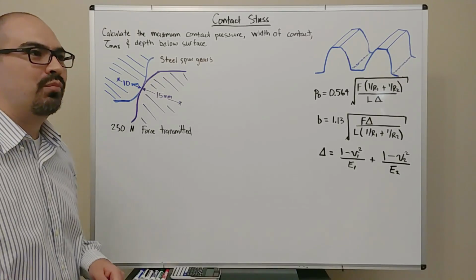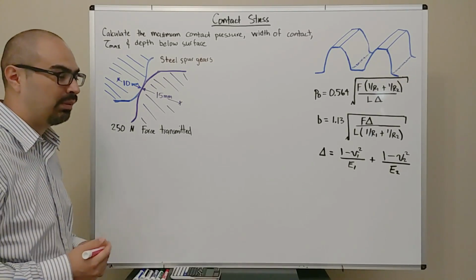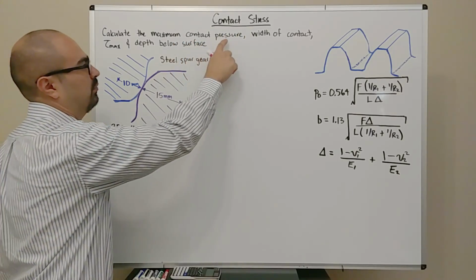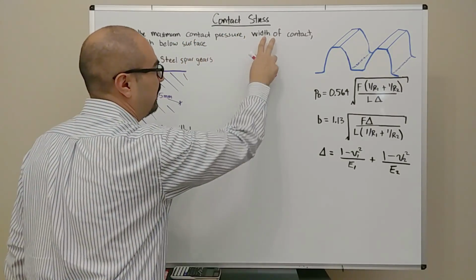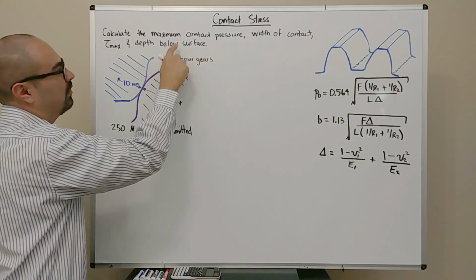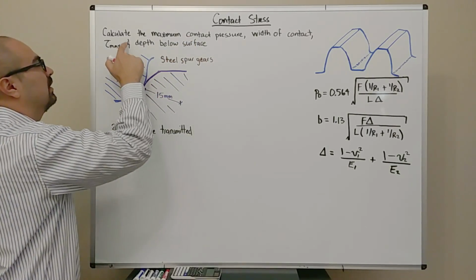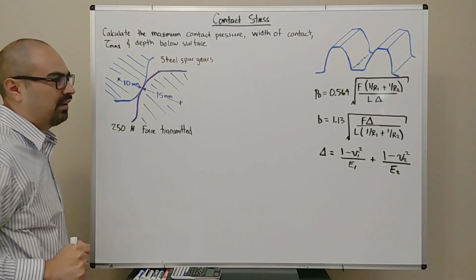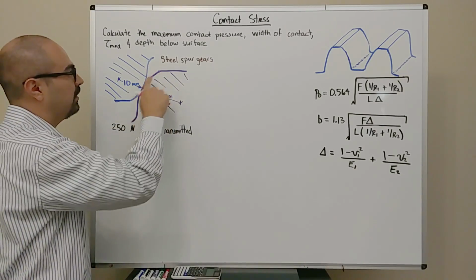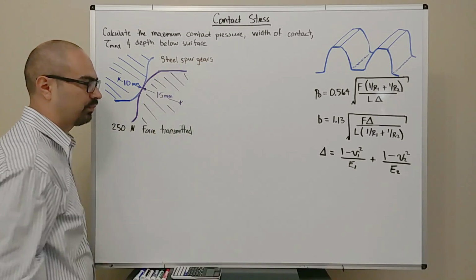Hi, welcome back. In this video, we're gonna apply the contact stress equations to calculate the maximum contact pressure, the width of the contact, the maximum shear stress, and the depth below the surface where the shear stress is maximum. This is gonna be for the case where we have two mating steel spur gears.